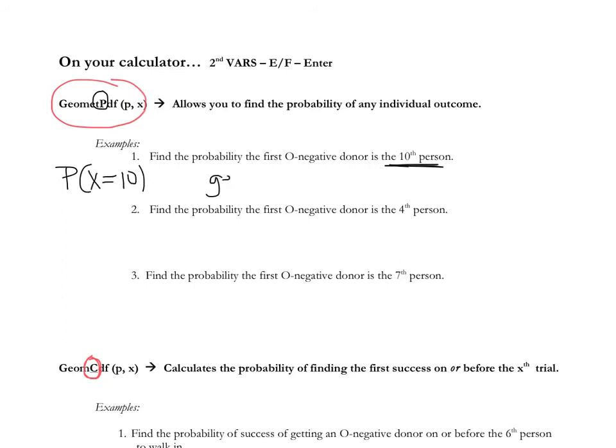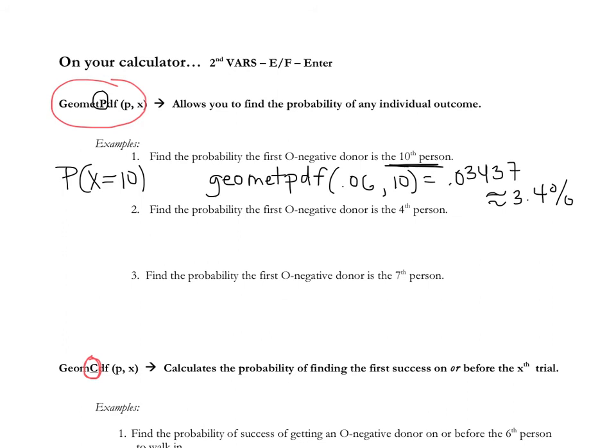So what I'm going to do in my calculator, so I have geometPDF, my probability of having O-negative was 0.06. I want it to be the 10th person. When I hit enter, I get 0.03437, which is about 3.4%.